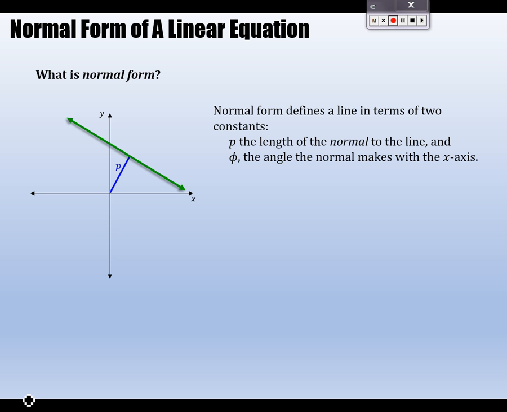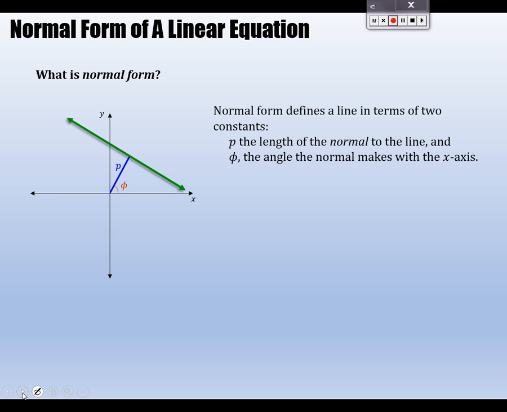We're going to drop a perpendicular segment from the origin to the green line. So those are perpendicular, the green and the blue line. Keep in mind the green line is the one we care about. But we call this blue line, the perpendicular line to the green, the normal. And the length of that normal, that segment called the normal, is P, is what we're naming that length. And the angle that that little blue segment makes with the positive x-axis, that is in standard position, is phi, or phi, however you like to say it.